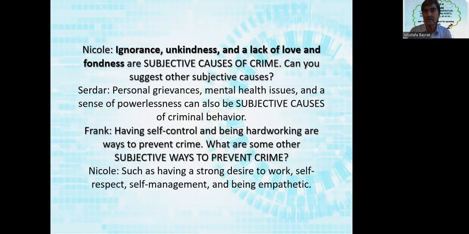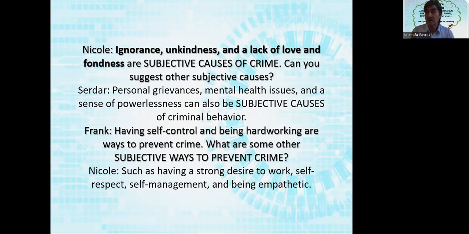Ignorance, unkindness, and lack of love, lack of fondness and compassion are subjective causes of crime. These are really important. What are the causes of crime, for example? This and this are the causes of crime. Can you suggest other subjective causes? Personal grievances, mental health issues, and a sense of powerlessness can also be subjective causes of criminal behavior.